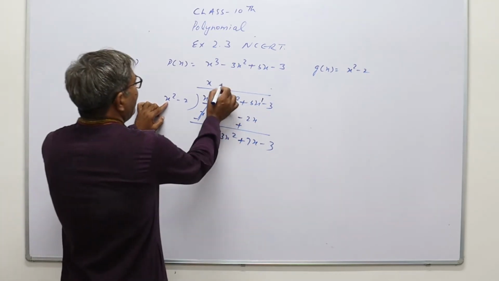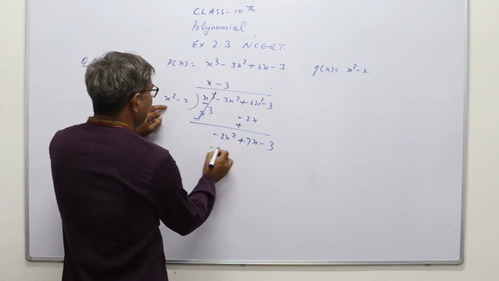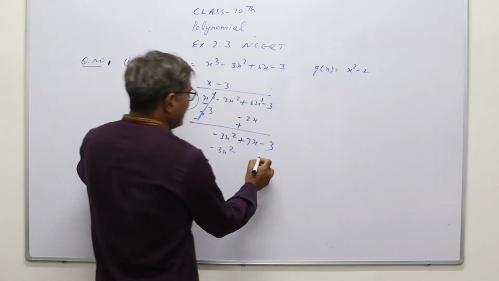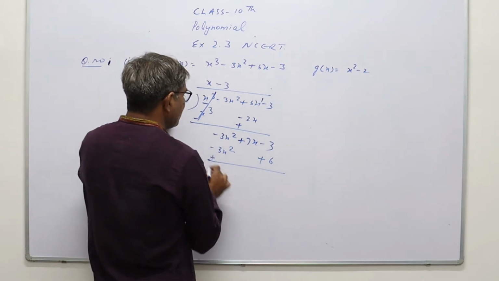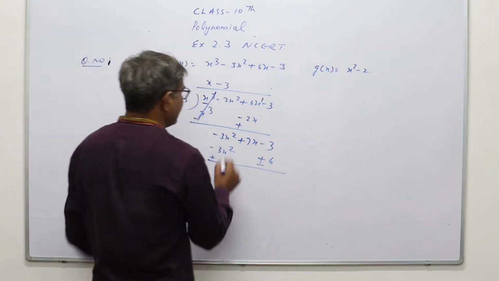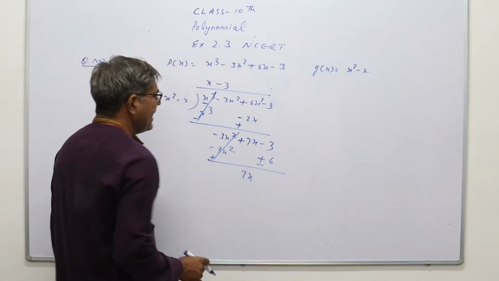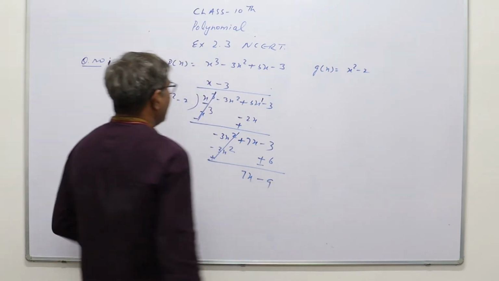Now in the remainder, the highest degree term is minus 3x square and in the divisor it is x square. So if we multiply the divisor by minus 3, we will get minus 3x square, and minus 3 times minus 2, that is plus 6. Again subtract the terms, so this will be plus and this will be minus, so this will be cancelled out. 7x is as it is and minus 3 minus 6, that is minus 9.